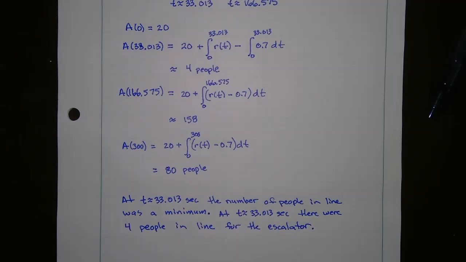So you could say the number of people waiting in line was a minimum at t equals, well, I'm going to say the same thing I'm doing right here. At t equals approximately 33.013 seconds, the number of people in line was a minimum. And then at that time, there were only 4 people in line for the escalator.